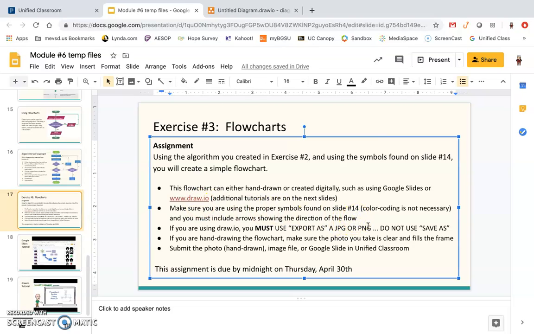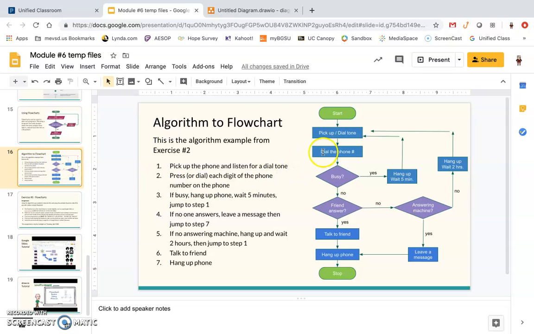Also, and I'm going to type this in now, you must have text. So you must have text in these symbols here, so I know exactly what the symbols represent. You can't just have the symbols, but you can have the symbols with text in them connected by arrows.